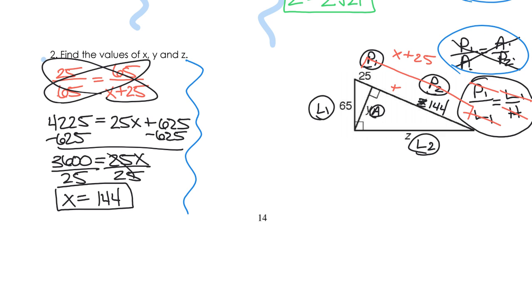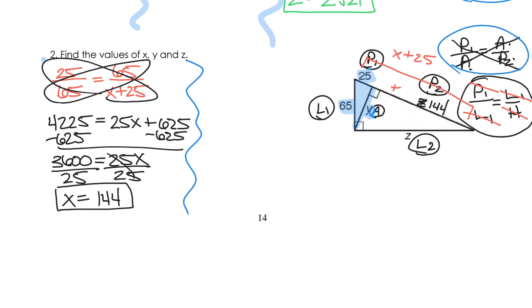Also, if you notice, you don't have to use the proportions. If you take a look, your y is the last side of this right triangle with 65, 25, and y. You can put those pieces into the Pythagorean theorem. You just have to be careful. 65 has to go in for c because it's the hypotenuse of that right triangle.